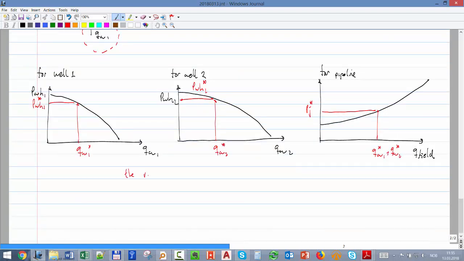So the rates will be feasible if and only if PWH1 star is greater than P junction star, and if PWH2 star is greater than P junction star. If not, if I find a negative number, I have to go back to this reservoir engineer and say, sorry, we cannot produce that rate. Either you give money to put a compressor, or maybe we make a more productive well, but we cannot produce that rate with the conditions that you want.